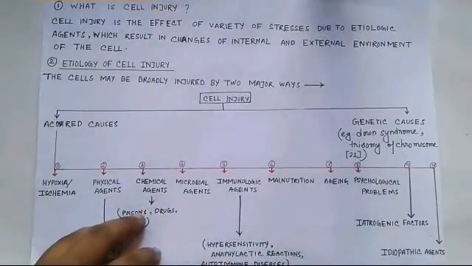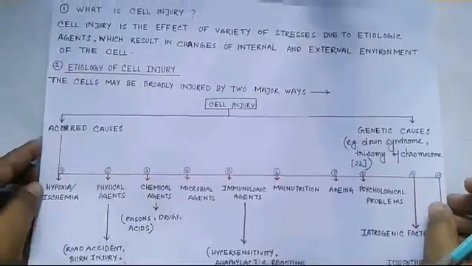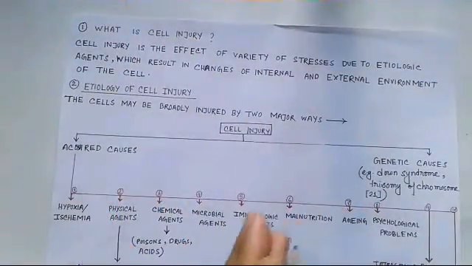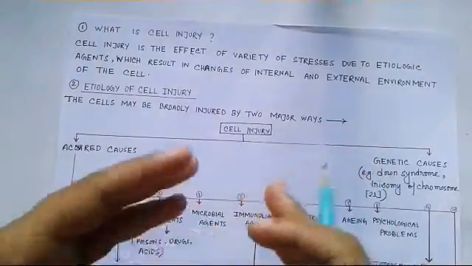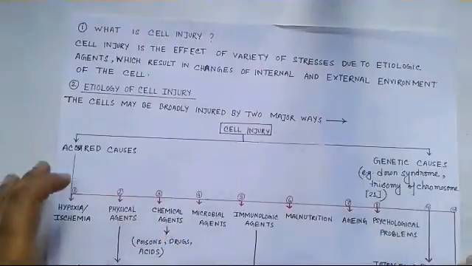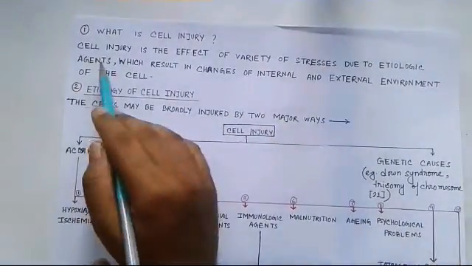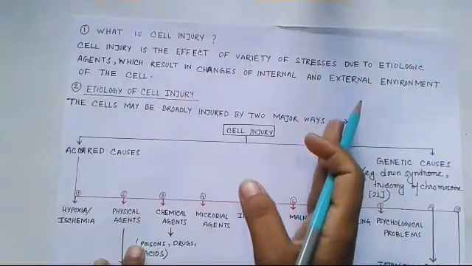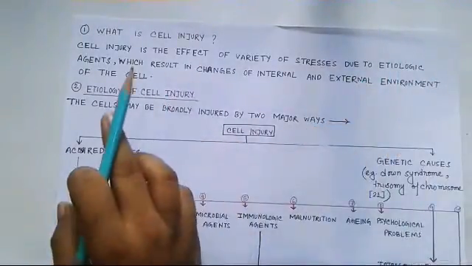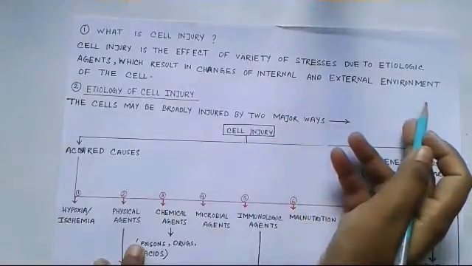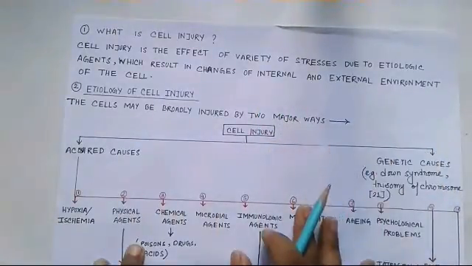Cell injury is the effect of various stresses. Now the stress can be internal or external, meaning it can be from outside the body, or from inside the body, due to etiologic agents. Etiologic agents means the causative factors which are responsible for the cell injury, which ultimately bring changes in the internal and external environment of the cell.